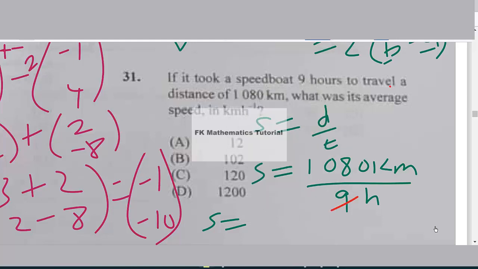So you see, 9 will go into 10 once. We are left with 1. That 1 is in actual fact 100. So plus 80 is 180. Now 9 goes into 180 how many times? 20. So this will give us 120 kilometers per hour. Now, the correct answer is therefore option C. Let's look at number 32.